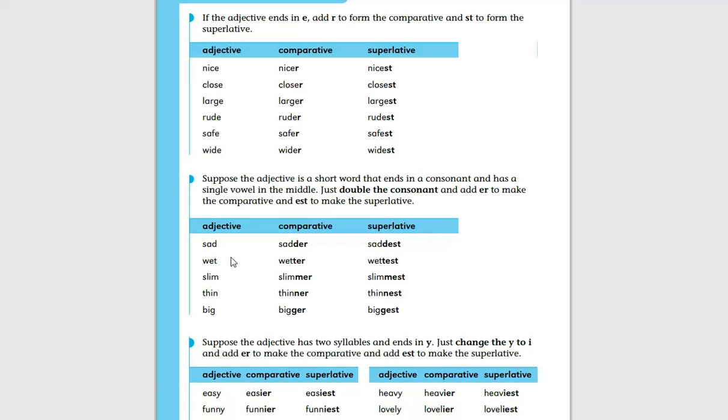Okay, so sad, sadder. Double the consonant at the end and add er to make the comparative. For the superlative, add est to make the superlative. So the example is sad, sadder, and saddest. Wet, wetter, wettest. Slim, slimmer, slimmest. Thin, thinner, thinnest. Big, bigger, biggest. Okay.